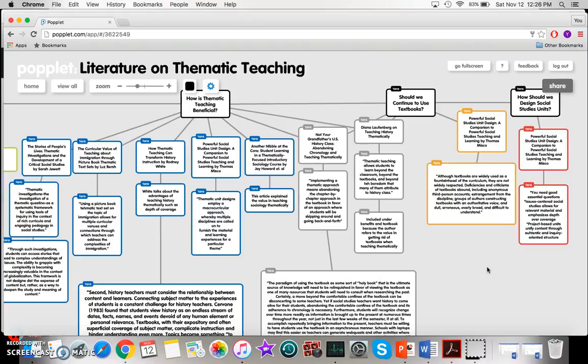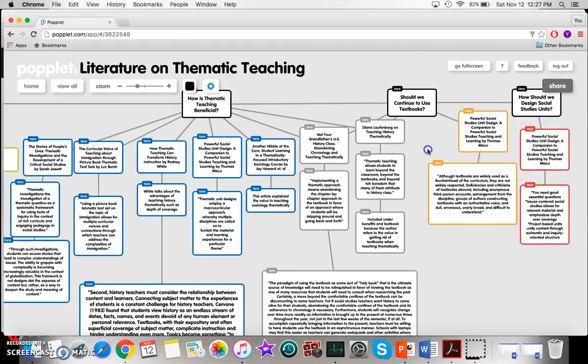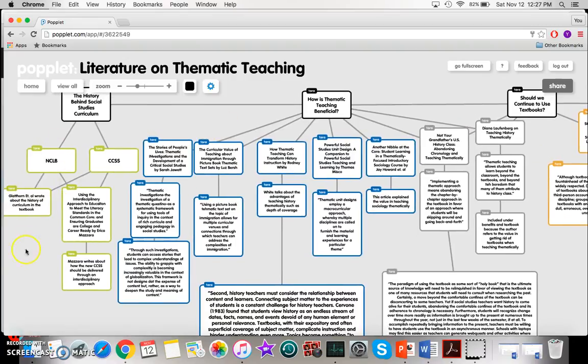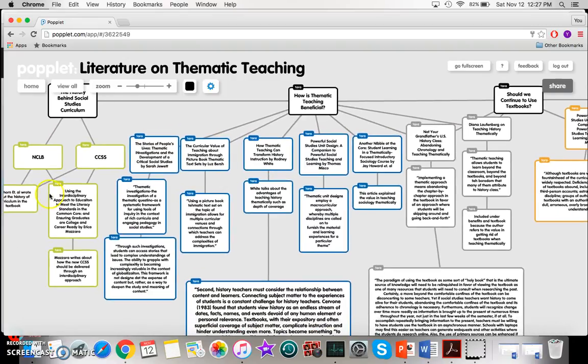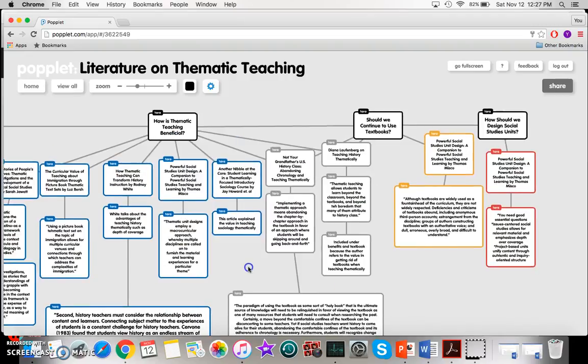So, if you have any advice for me on how to fill in these gaps, any gaps you see, I'm still looking for a little bit more research on the value of getting rid of textbooks or whether or not we should continue using textbooks. And if anyone has any really great articles on No Child Left Behind and Common Core that you'd like to share with me, that would be great as well.